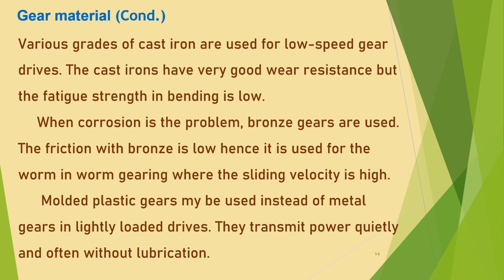Various grades of cast iron are used for low speed gear drives. The cast irons have very good wear resistance, but the fatigue strength in bending is low. When corrosion is the problem, bronze gears are used. The friction with bronze is low, hence it is used for the worm in the worm gearing where the sliding velocity is high. Molded plastic gears may be used instead of metal gears in lightly loaded drives. They transmit power silently and often without lubrication.